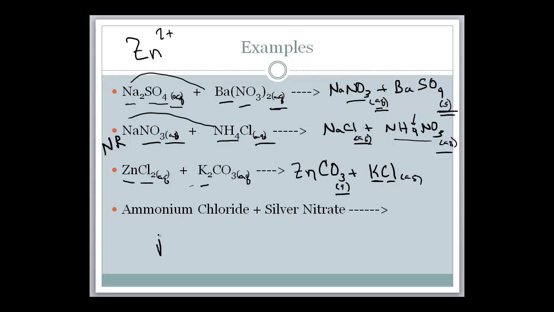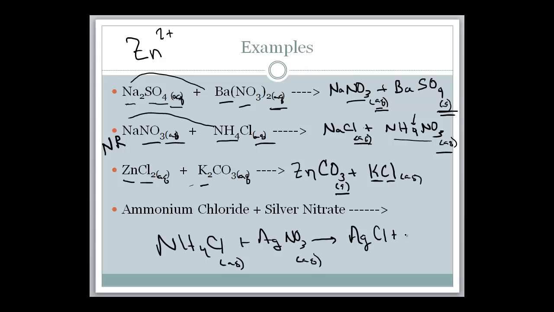Let's take a look at the last one. We've got ammonium chloride plus silver nitrate. Soluble, so AQ. Soluble, AQ. Let's write the products. Silver chloride plus ammonium nitrate.